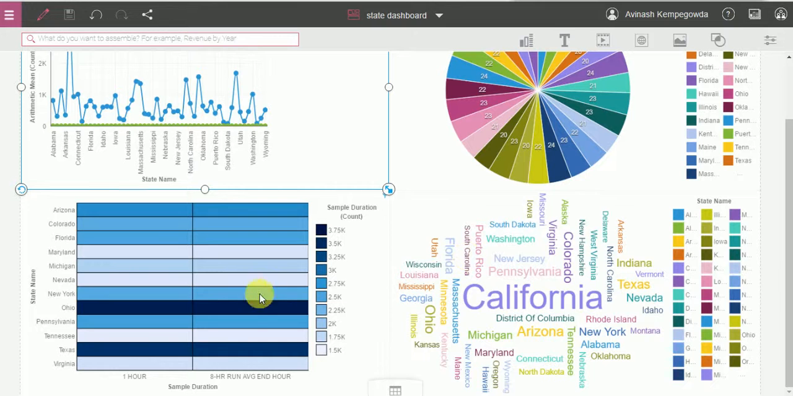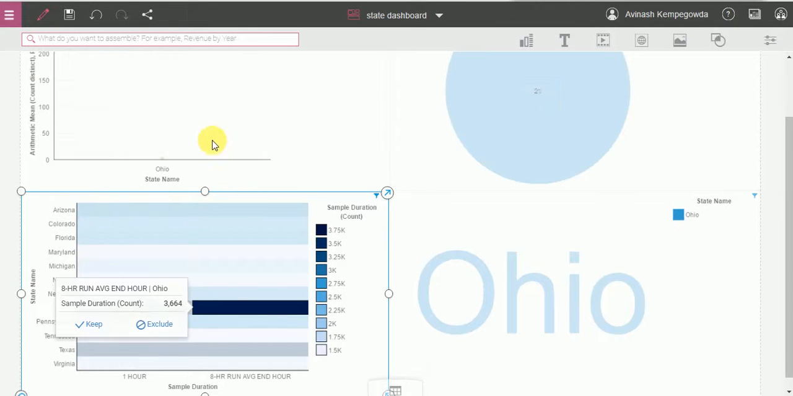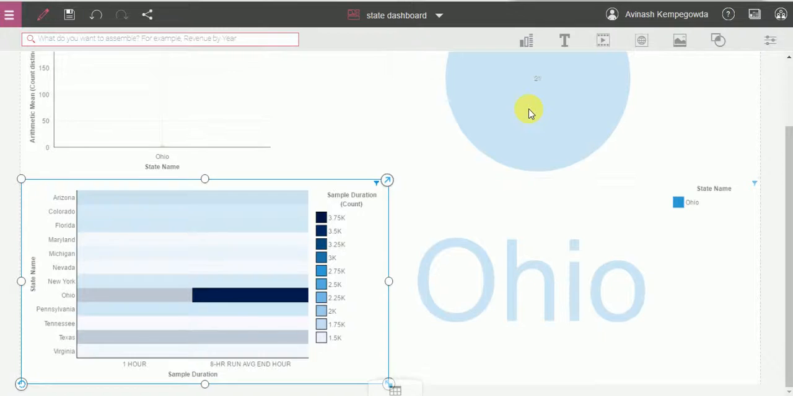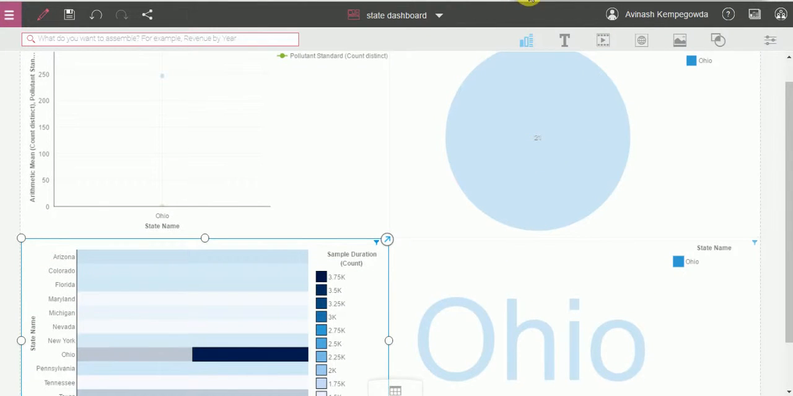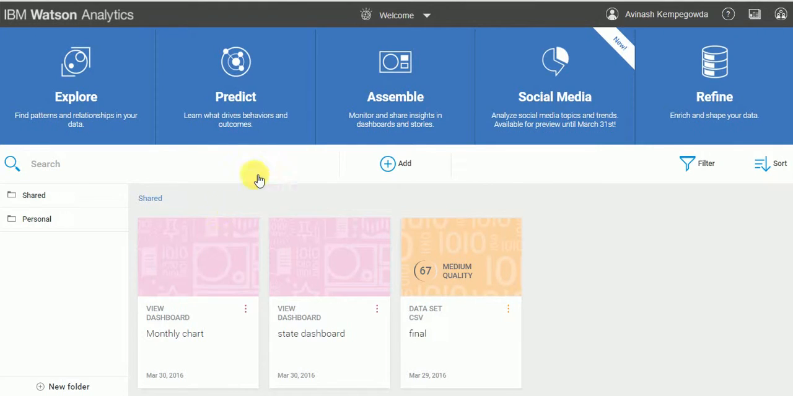Next, moving on to the tree map. Here we can see that Ohio has the highest rate of emission with the arithmetic mean of more than 250 and an observation count of 21. Moving on to the next dashboard, which consists of a monthly chart.